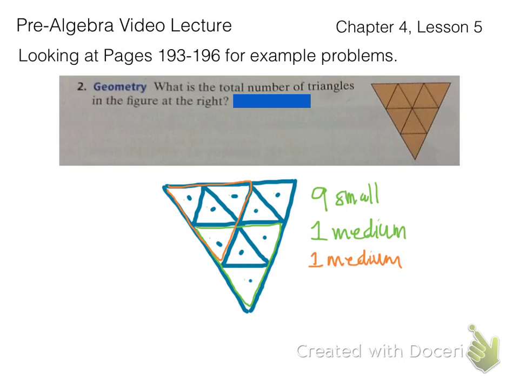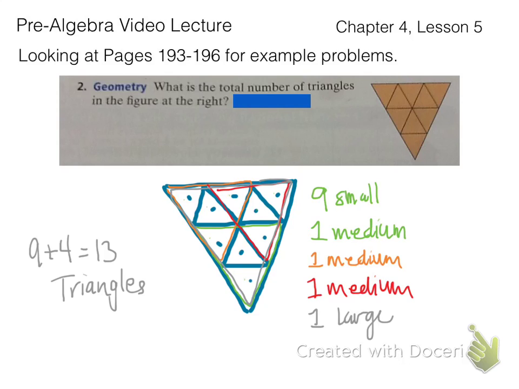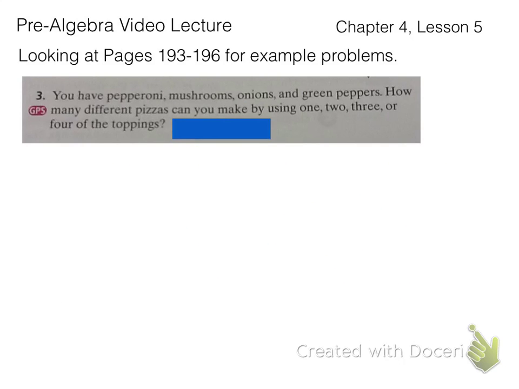There's another medium triangle. And a third medium triangle. Plus, there's 1 large triangle. Okay? And then you add them all up and we get 13 triangles. Okay. Oh, I take it back. There's 2 problems left. There's this one and the one after it.